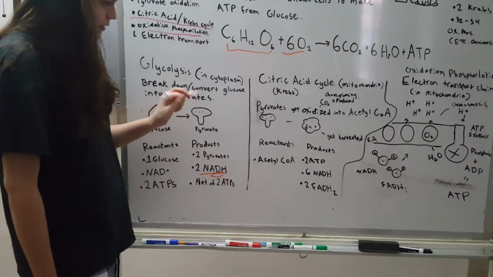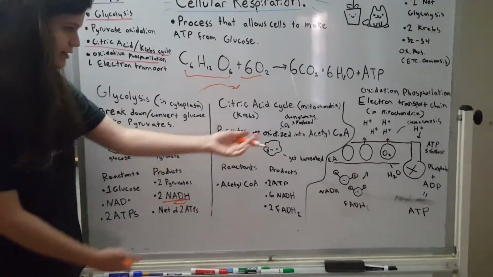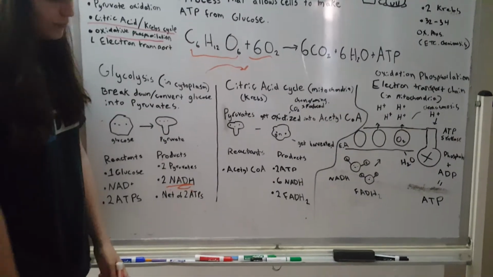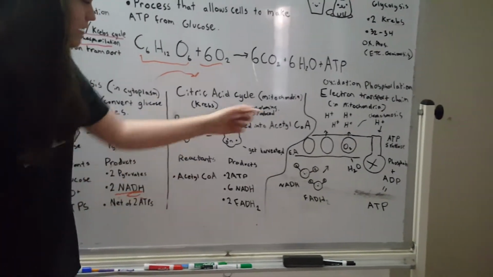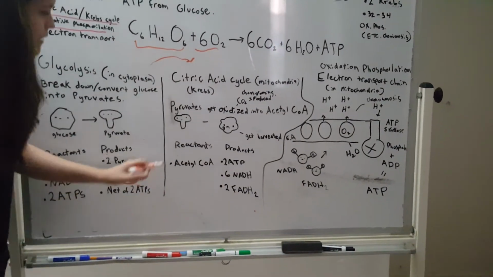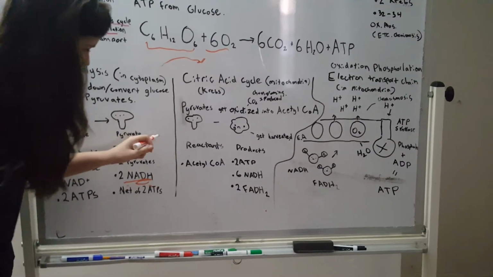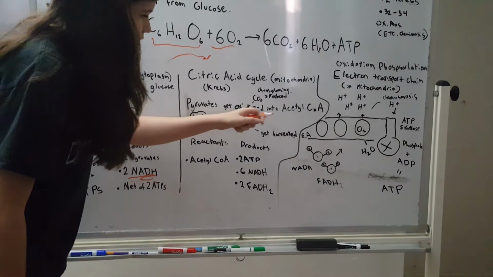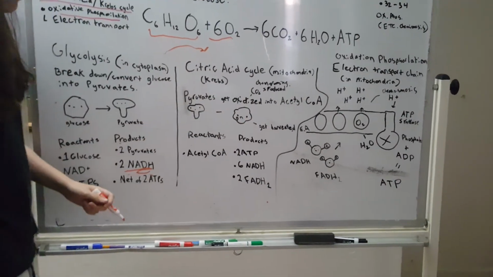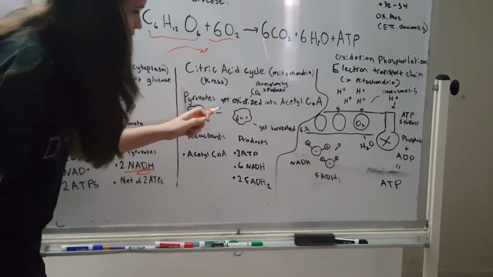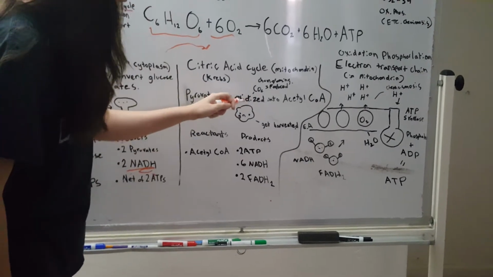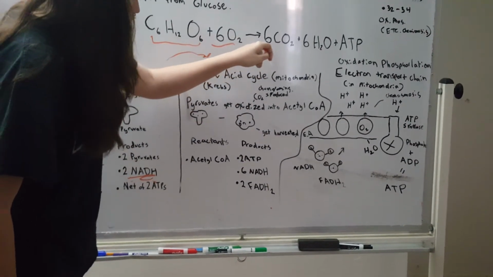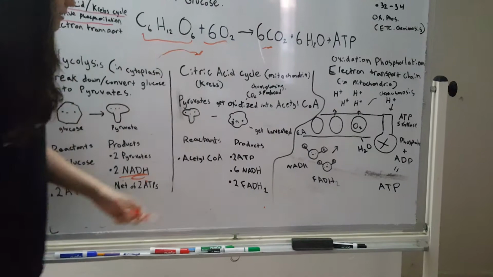So the next step is the citric acid cycle, also called the Krebs cycle. This happens in the mitochondria. And here we have our pyruvates that we made, and these get oxidized into something called acetyl-CoA. Now, CO2 is also produced. Oh, look, CO2 in our equation.